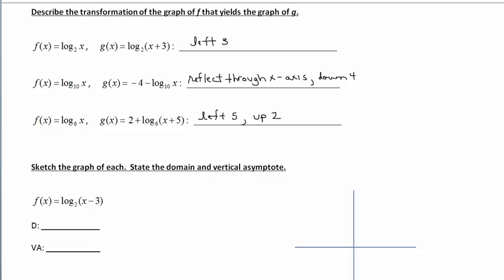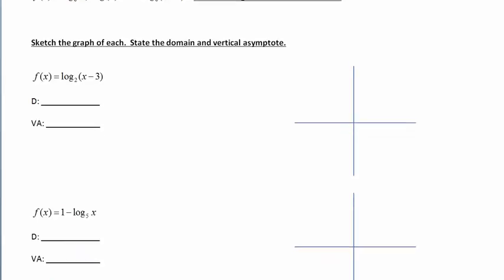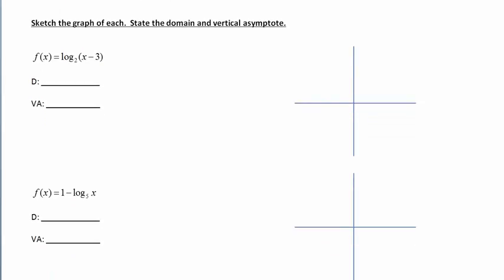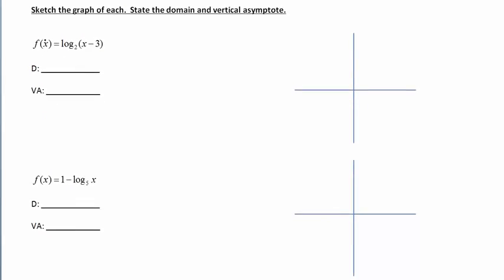All right, let's get down to some other problems where we're going to actually sketch the graph and not just describe the transformations. So for these three right here, we're going to start out with a log function. We're going to notice some changes to that parent function. We're going to graph it, and then we're going to state the domain and vertical asymptote. For me, I probably would graph it first and then use my graph to fill in the domain and vertical asymptote questions.